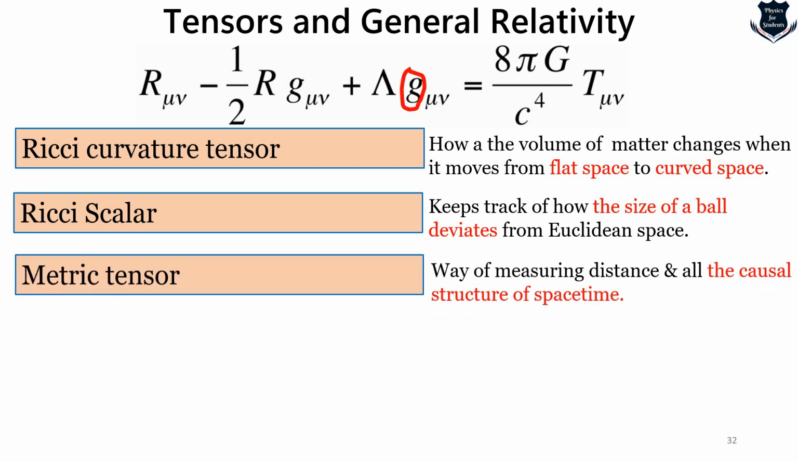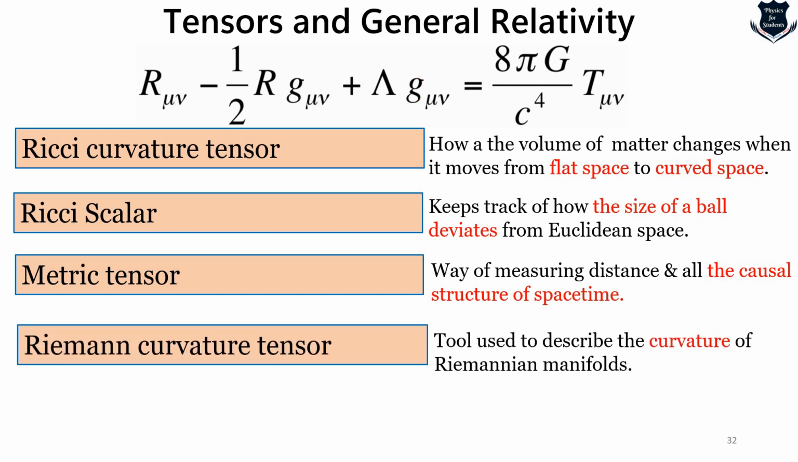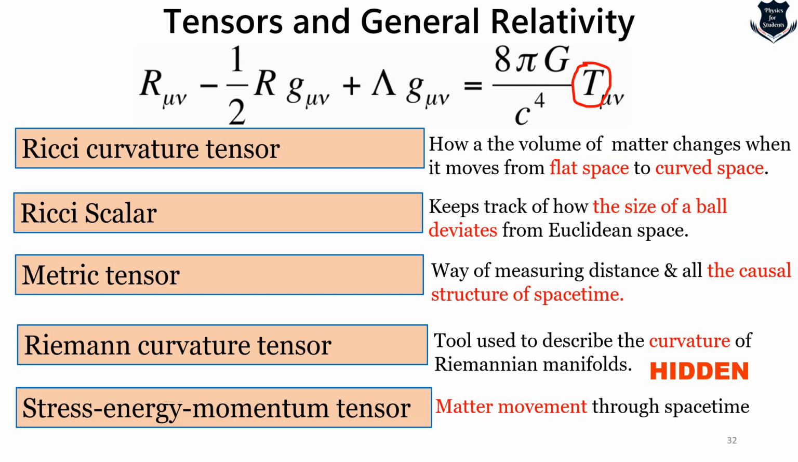Then we come to the very important and central part of Einstein's field equation, which is called the metric tensor, and it talks about the causal structure of space-time. That means how distances are actually measured. And finally we come to the Riemann curvature tensor, which is a hidden tensor. I have explained earlier in the videos that the Ricci tensor is a contraction of it, and the Ricci scalar of that, which I'm not going to explain here. And here comes the last T, which is called the stress energy momentum tensor. This keeps track of the matter movement through space-time. Now, as I told you, we are actually not studying those 16 components of Einstein's field equation.